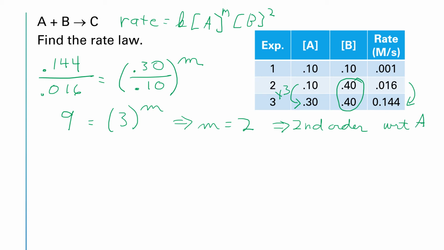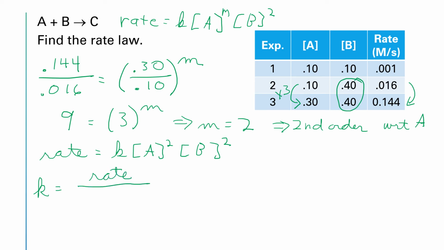All right, so our rate law is K times A squared times B squared. And to get a numerical value for K, I can take this equation that we just wrote and divide both sides of the equation by A squared, B squared. That'll give us K all by itself. And rewriting that so that K is on the left-hand side, we have K is equal to the rate divided by A squared times B squared.